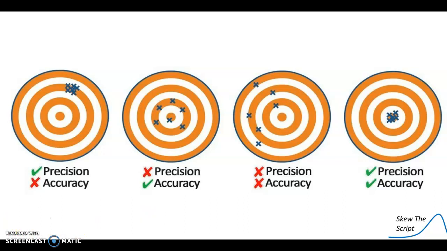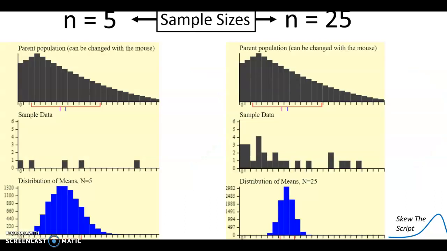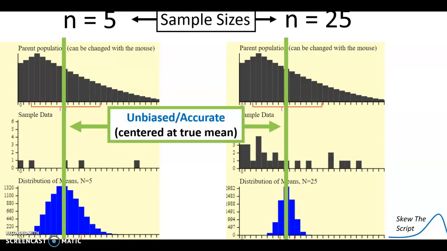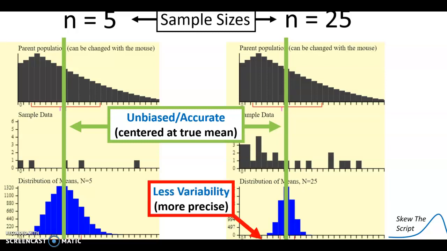And if we apply this to our example, here is our same populations, but notice the left side has a sample size of 5 and the right has a sample size of 25. They both are fairly accurate or unbiased. Their centers are both along, if you follow that green line down, the same as the population. So they're unbiased, they're accurate. But what you're noticing, the difference down there in red, is that the larger your sample size, the less variability, the less spread you're going to get, which really means you're going to be more precise.